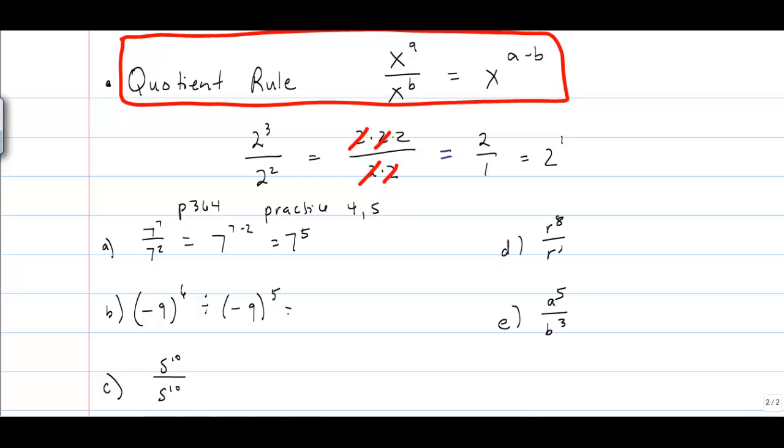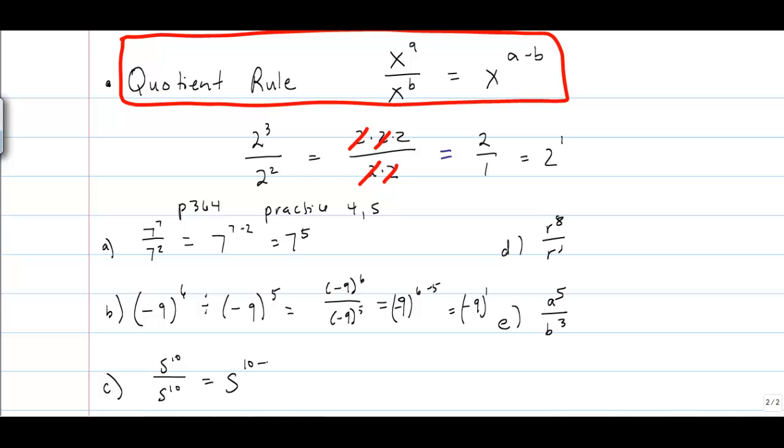For question B, to be honest, I would rewrite it as a fraction. I'm more comfortable with working with division in terms of fractions, and then I have an easier time seeing that this is negative 9 to the 6th minus 5, or simply negative 9 to the 1st power. And I don't have to write to the 1st power, because if there's no exponent there, we assume it's to the 1st power. Question C, s to the 10th divided by s to the 10th.